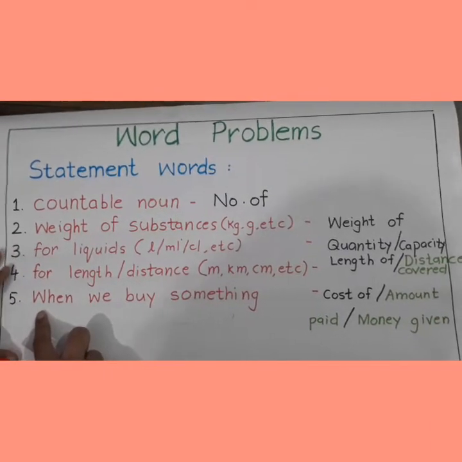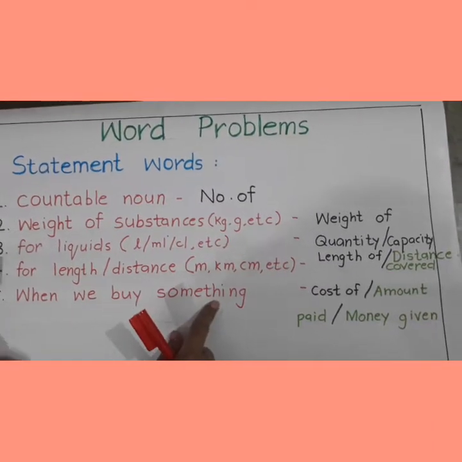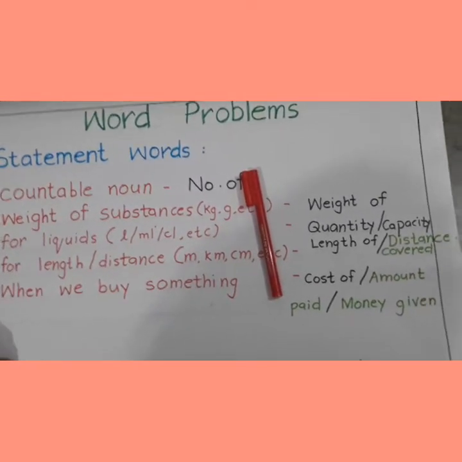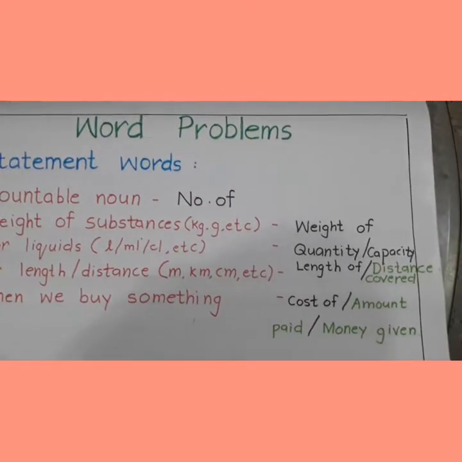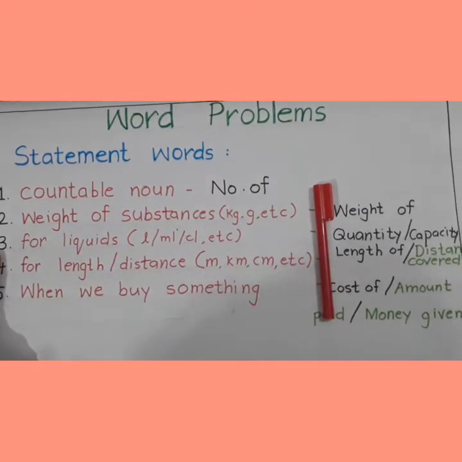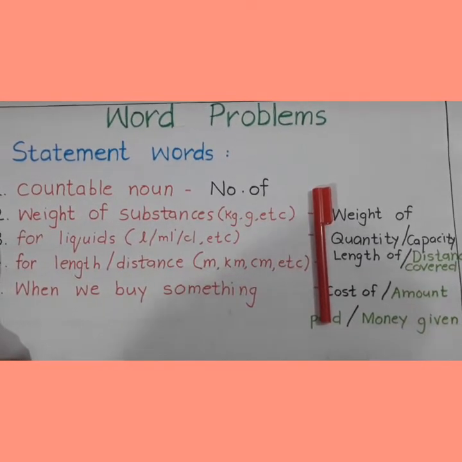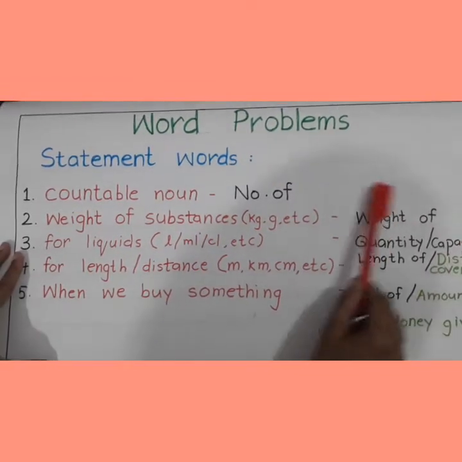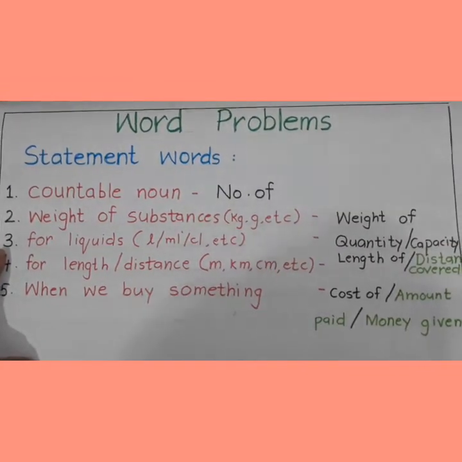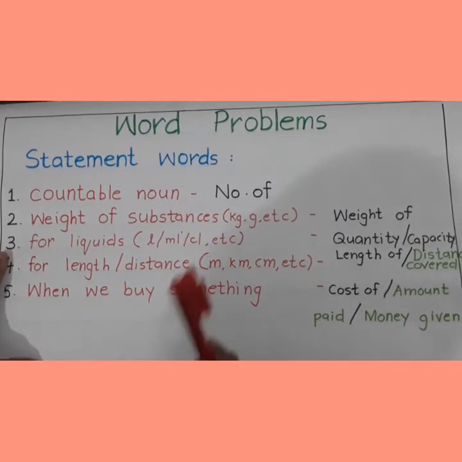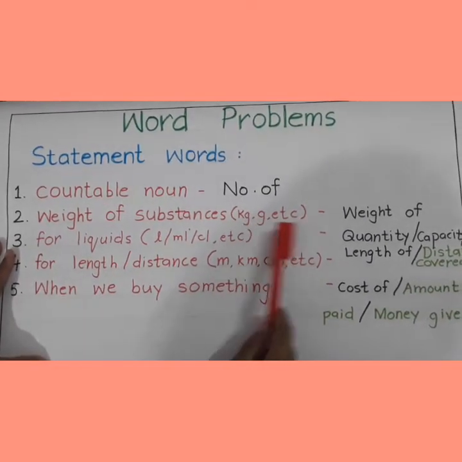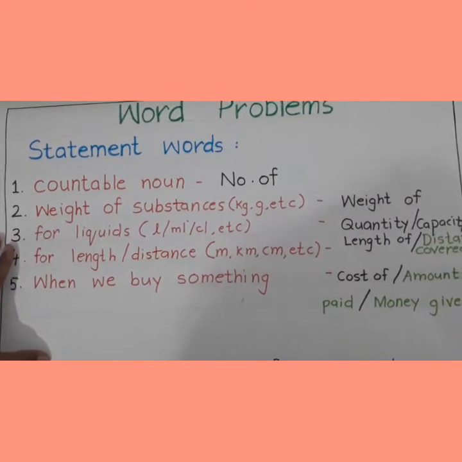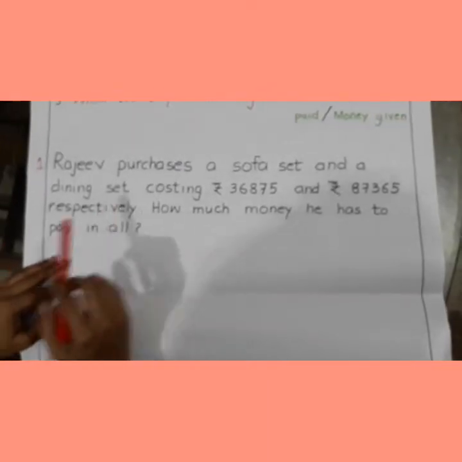Now, the last point. When we buy something, for example, I bought this pen, let's say for 10 rupees, I will say the cost of the pen is 10 rupees, or money paid for the pen is 10 rupees, or amount paid for the pen is 10 rupees. Are you getting it? So these statement words play an important role in the statement. Always remember, I am repeatedly saying, please do not start the statement with the units. It's absolutely wrong. Now let's start with the first question.